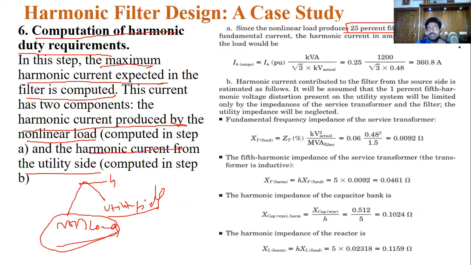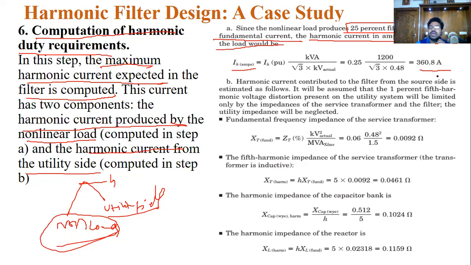All the things depend upon that problem. So now we are going to design. You are assuming that it is 25% of the fifth order of the fundamental current. Now see this 25% given in the problem. According to that 25%, we are going to calculate the IH harmonic value. So based on that 25%, what is the total harmonic current IH? 360 amperes is nothing but our harmonic current.